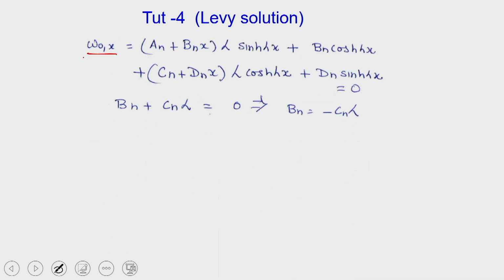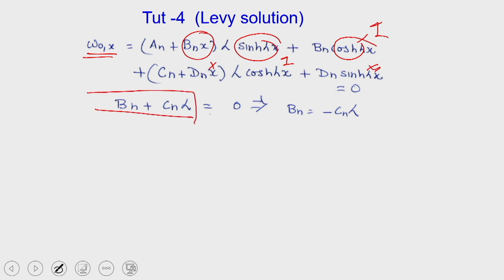Then the slope w comma x at x is equal to 0. So if you put x is equal to 0 here, it becomes 1, it becomes 0, it becomes 0. So from this equation, Bn plus Cn into lambda tells you that the coefficient of Bn is equal to minus lambda times the coefficient of Cn.